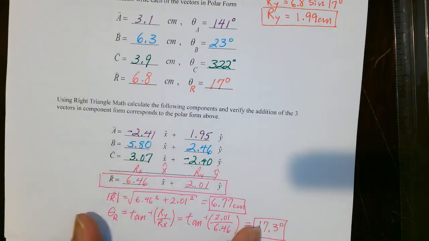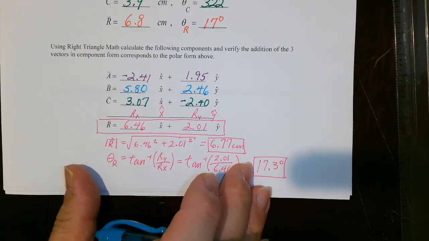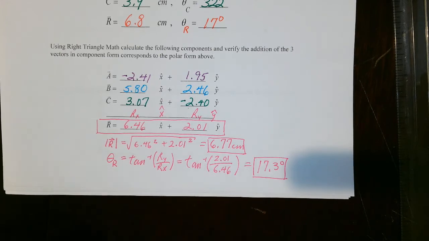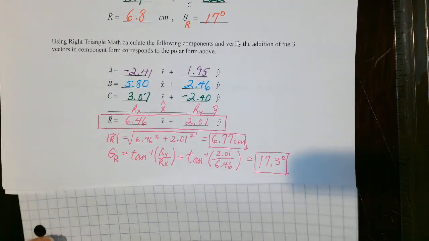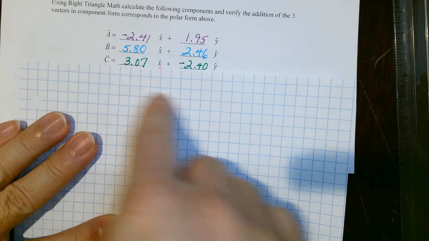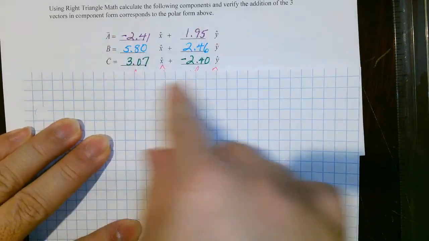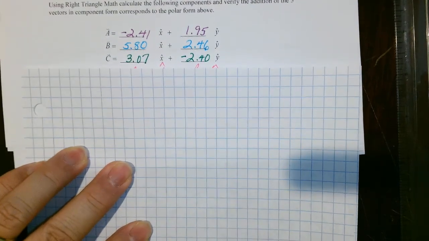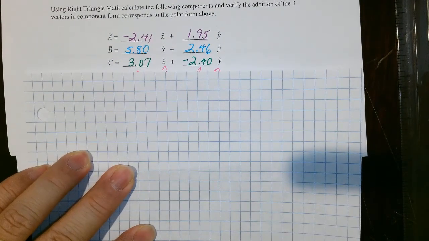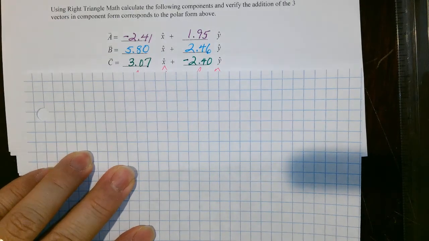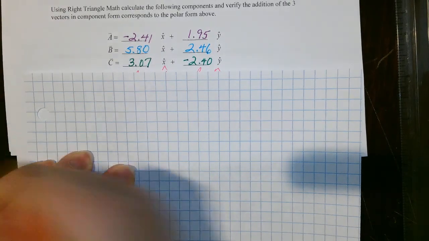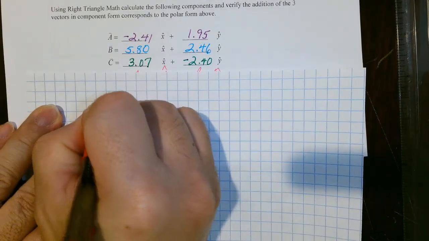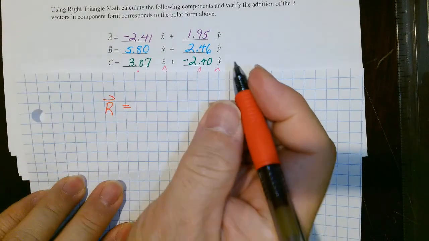Any other questions? Alrighty then. Let's take one step further. Using this information right here, let's add vectors again, just algebraically. Here, let's say my R vector is equal to, ready?